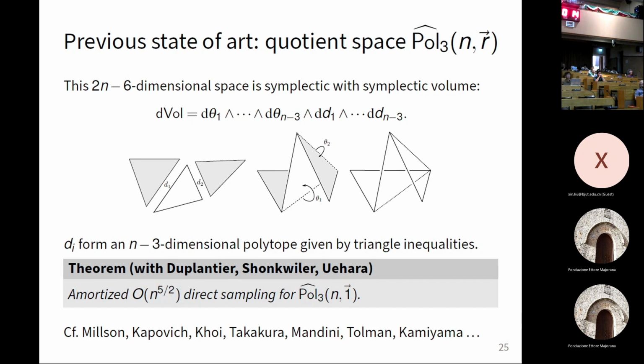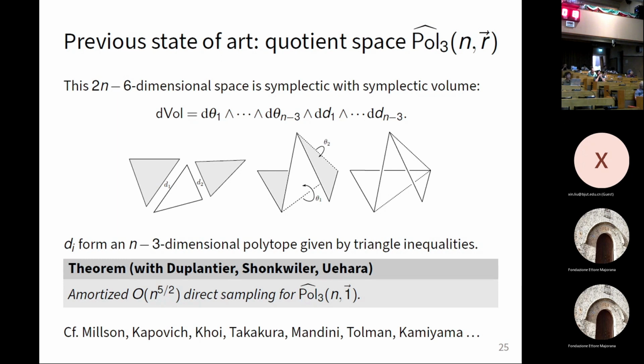Millson, Kapovich, Coy, Takakura, Alessio Mandini, Tallman, there's a whole list of geometers who love this space because it's symplectic. And you can prove really neat theorems about its symplectic properties and its cohomology ring and so forth. And the use we made of this symplectic structure was to say that, in fact, this space of n-gons in R3, well, each edge has a direction. So those are a 2n-dimensional space of directions, minus 3 because you closed it. So that's a codimension 3 condition.